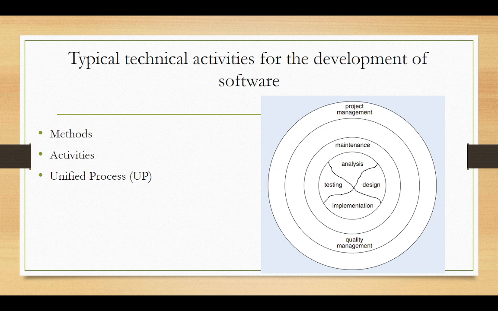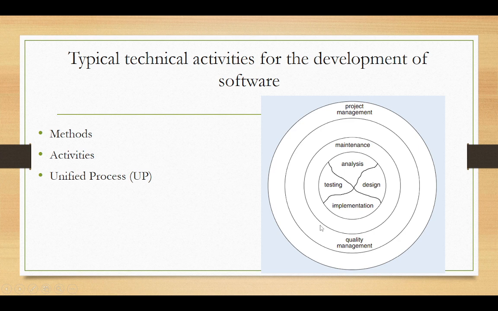We have typical technical activities for the development of software. There are many and varied methods used to develop software. However, each one typically includes these activities, roughly as given in the diagram. Domain modeling, that is, understanding the environment in which a system may be introduced, the business processes and rules. This is typically an activity that precedes a decision to develop a software system.